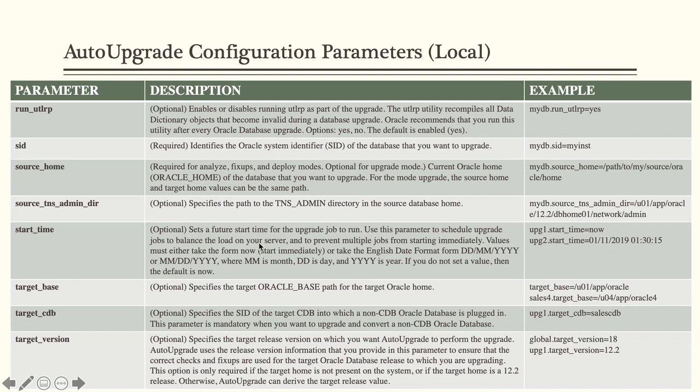Then start time: at what day, date and time it picks up, in a specific format. The date format is DD/MM/YY or MM/DD/YY especially. You mention it in a format that AutoUpgrade can understand, and AutoUpgrade understands either style. You can also use a keyword, now. That means start the upgrade right away. The moment I say autoupgrade deploy, you don't have to wait for that time to come, so you can start doing the upgrade.